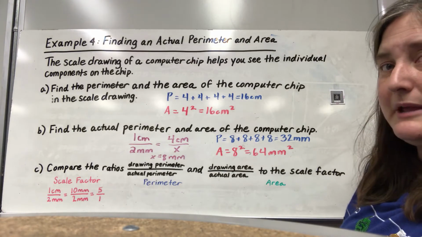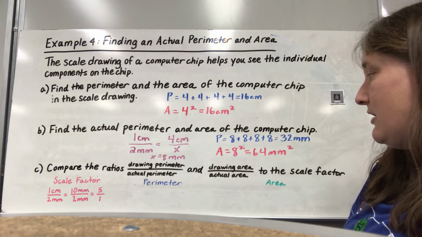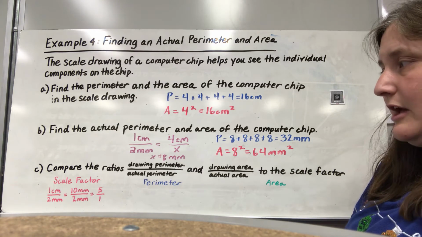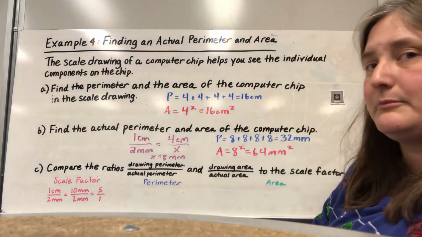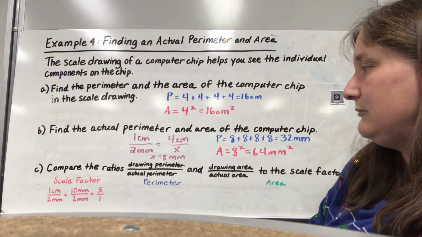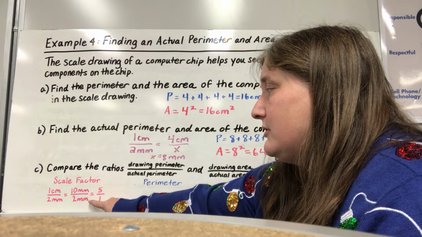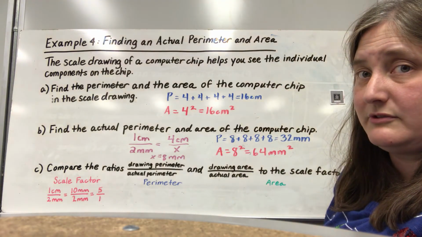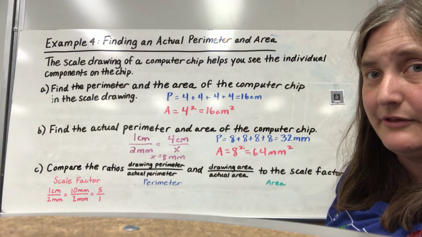The last thing that we're being asked to do here is to compare the ratio of our perimeters and our areas to our scale factor. So first let's figure out our scale factor. Our scale was 1 centimeter is 2 millimeters. Remember, for a scale factor, they need to be in the same units. So I'm changing them both to millimeters. 1 centimeter is worth 10 millimeters. So I've got 10 millimeters to 2 millimeters, which I can reduce to 5 over 1, and I can get rid of the units since the units are now the same.